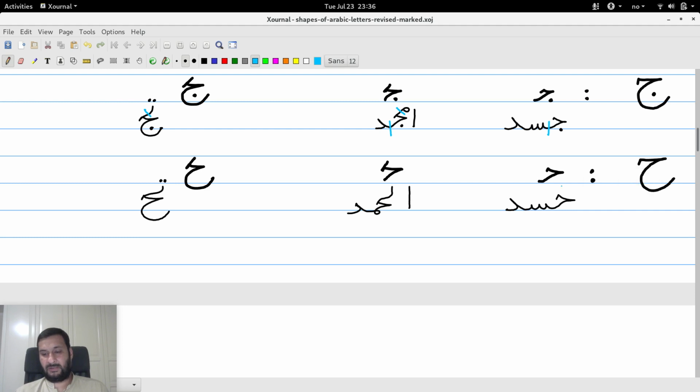Same goes for ha. We have ha in the beginning. So this is ha, seen, ha, seen, dal. If it's in the middle of the word, it will look something like this. Here we have, here. Oh, sorry. Here. So alif, lam, ha. This is your ha here. Ha, mim, dal. So I can rewrite that for you.